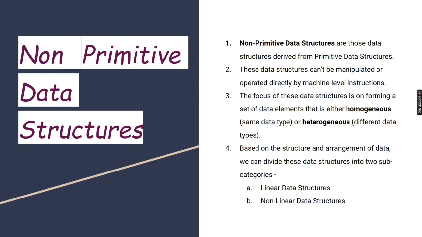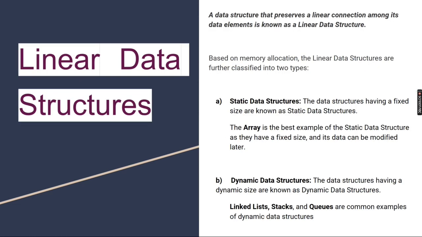Based on the structure and arrangement of data, we can divide these data structures into two subcategories: linear data structures and non-linear data structures. So what is a linear data structure? A data structure that preserves a linear connection among its data elements is known as a linear data structure. Or in a more detailed manner, we can say that the arrangement of the data is done linearly, where each element has successors and predecessors except the first and the last data element.